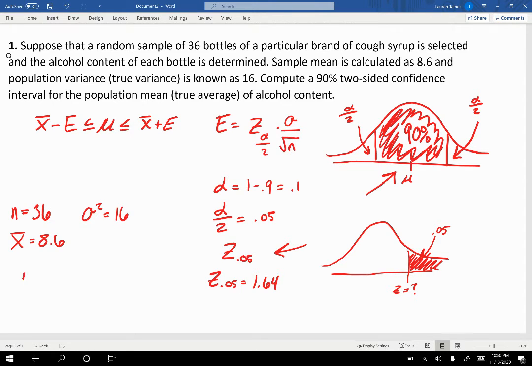So now we can calculate error, which is z of alpha over 2, which is 1.64, times the square root of our variance, because we just need deviation. So square root of 16 is just going to be 4, divided by square root of n, which is square root of 36. And this will give us 1.093.